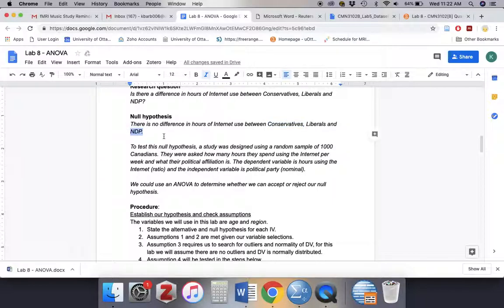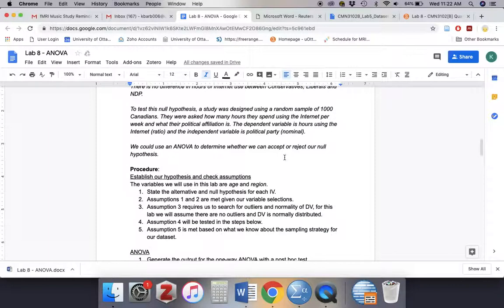if we were only looking at those two levels, then we could run a t-test. But because we're also looking at liberal, there are three or more levels, so we have to run an Anova and cannot run a t-test.